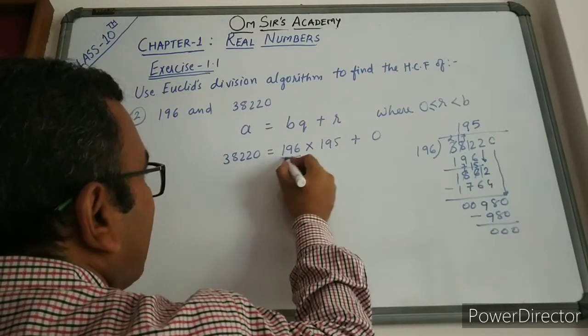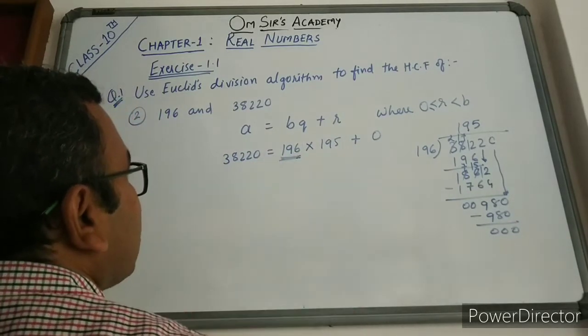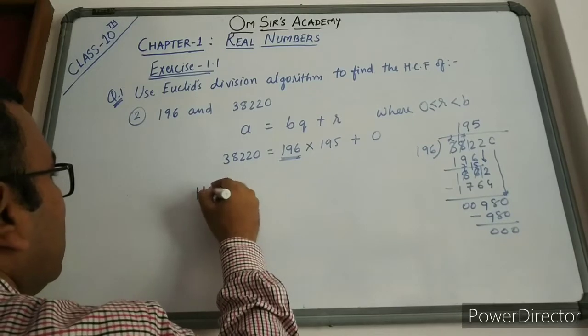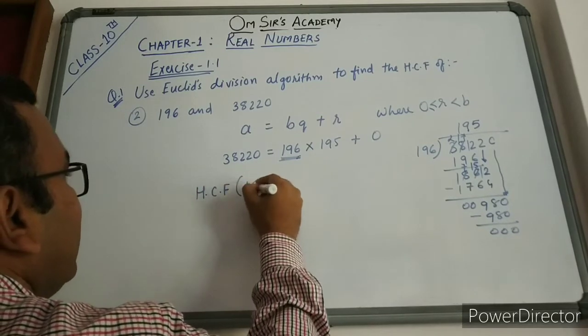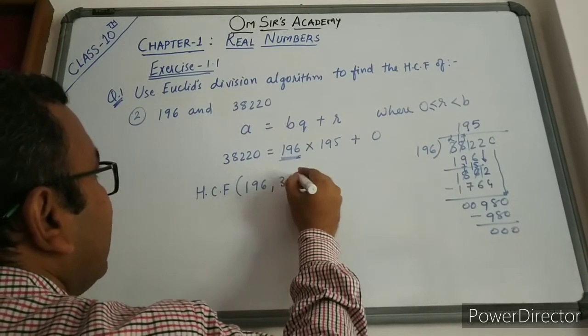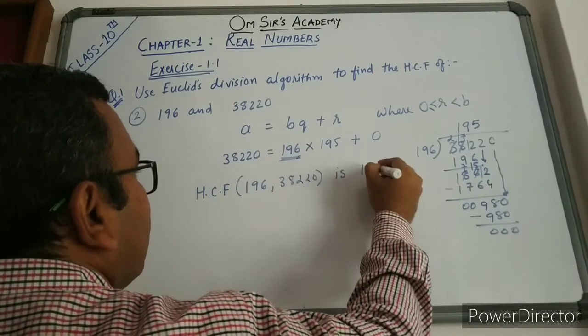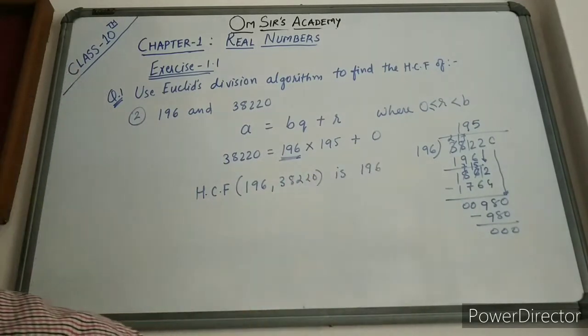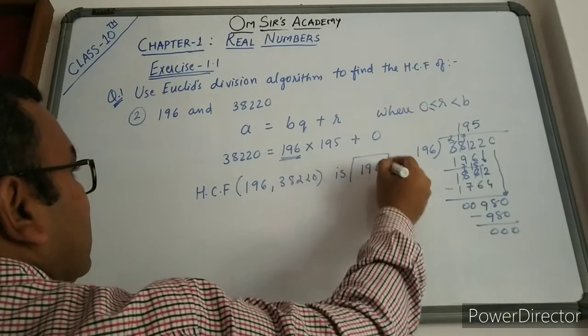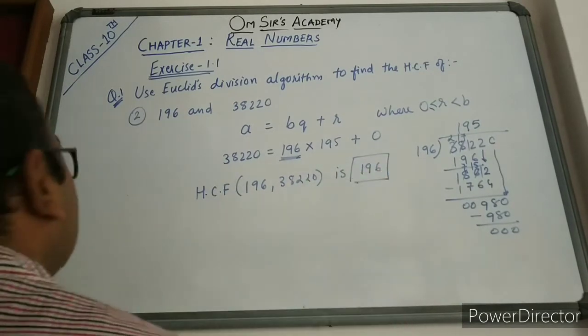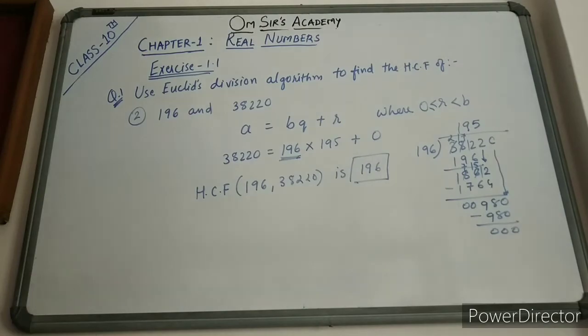So this is completed in only a single step. In this, whatever is my B is my HCF. So here the HCF of 196 and 38220 is 196. Is it clear, friends? So this is the answer of the second sum.